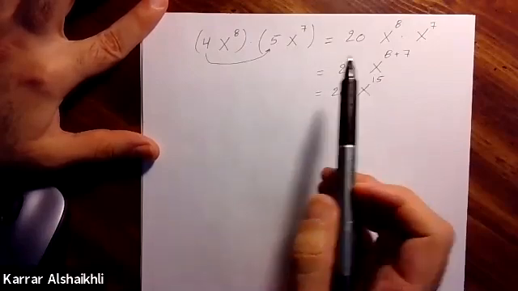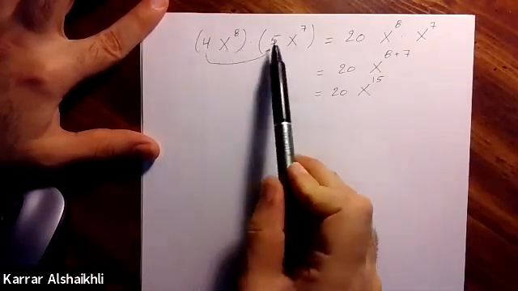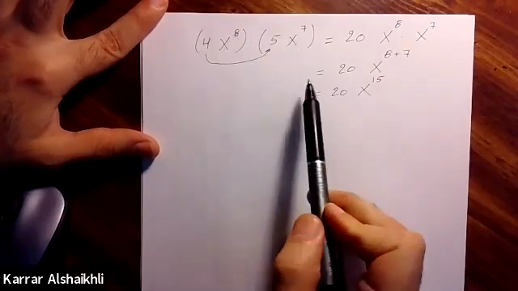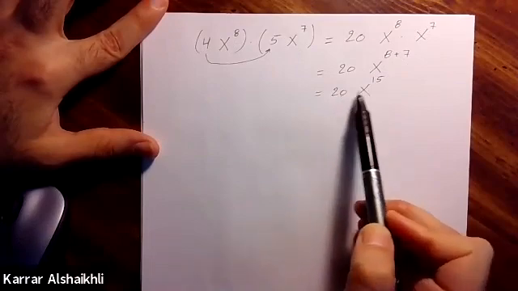So with this kind of example, you're just going to multiply the numbers and add the exponents. So 8 plus 7 is going to be 15. That's it. This is the result.